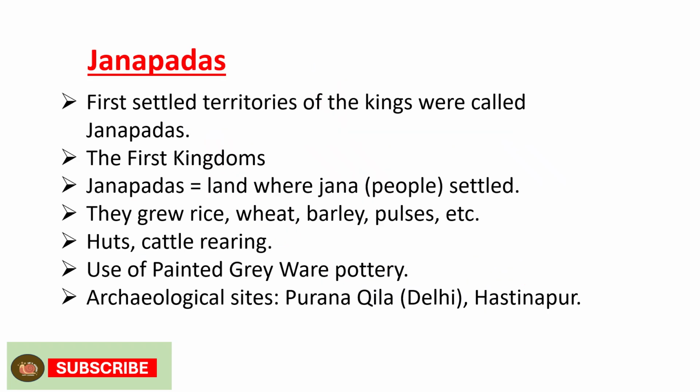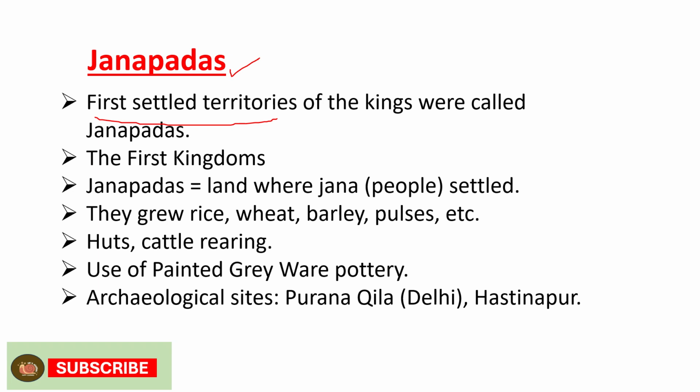In this slide, we are going to learn what Janapadas are. Janapadas are the first settled territories of a king. The first settled territories are known as Janapadas. They are also known as the first kingdoms. Jana means people, and Pada means settled places.